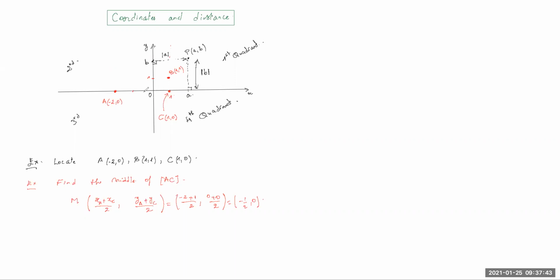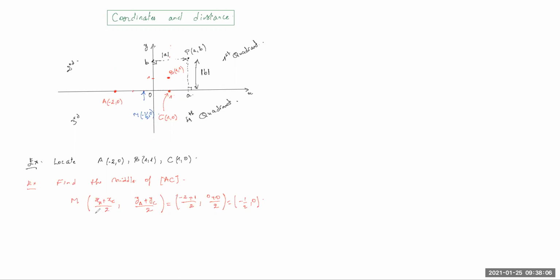So minus 1 over 2 is here, exactly what we were expecting. It is the middle point. This is M, with coordinates minus 1 over 2, 0. It divides the line segment AC into two equal parts with the same size.